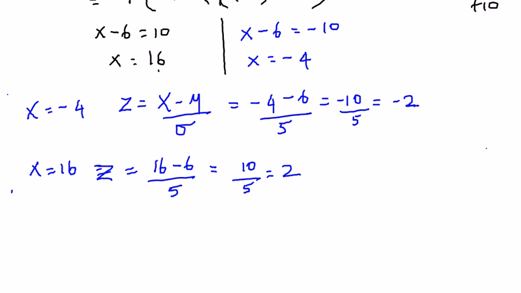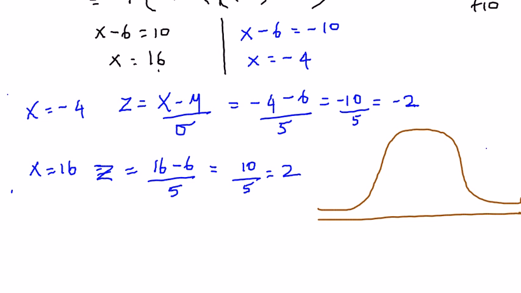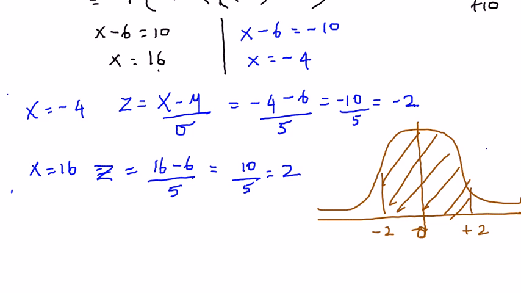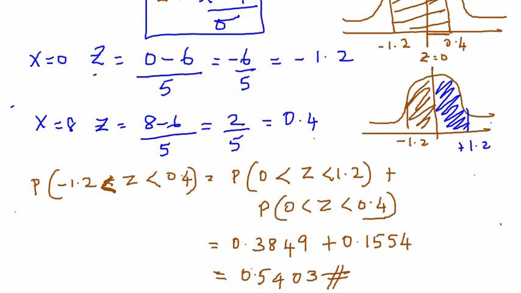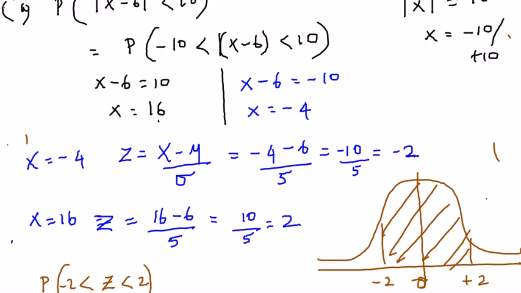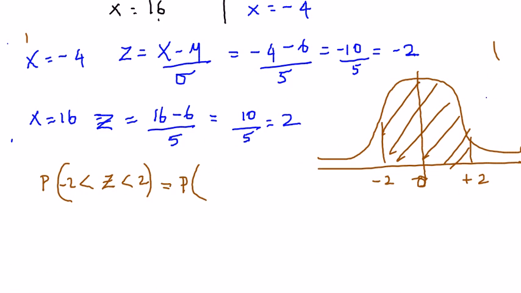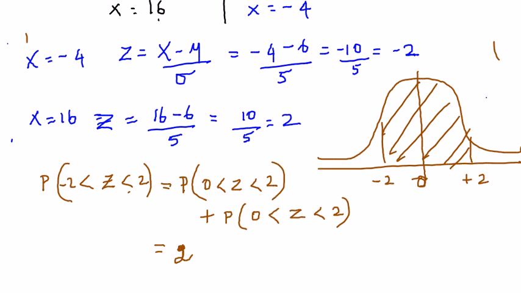Now let me draw the bell curve. I have two values of z, one is minus 2 and the other is plus 2. I have to find the area of this. So if I write the probability of z between minus 2 and plus 2, like we did for minus 1.2, the same rule applies. Because of symmetry, you can write this as 0 to 2 plus, for this one, the probability of z lying between 0 to 2 again. So this is nothing but 2 times the area between 0 to 2.